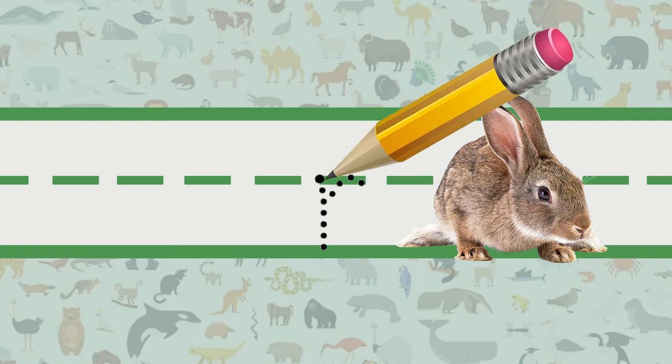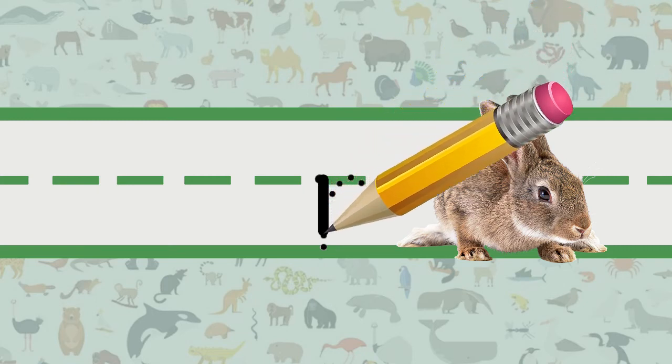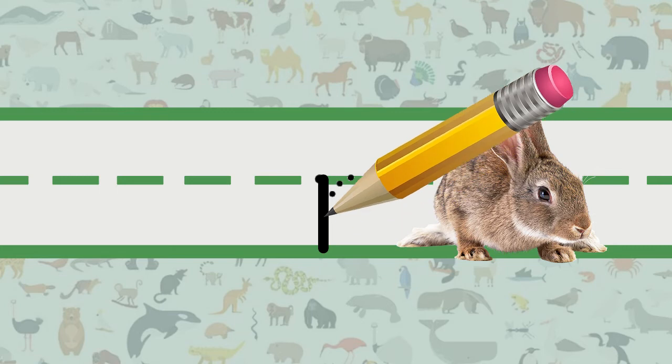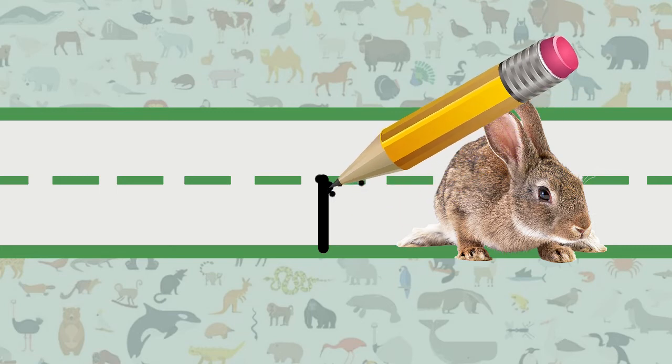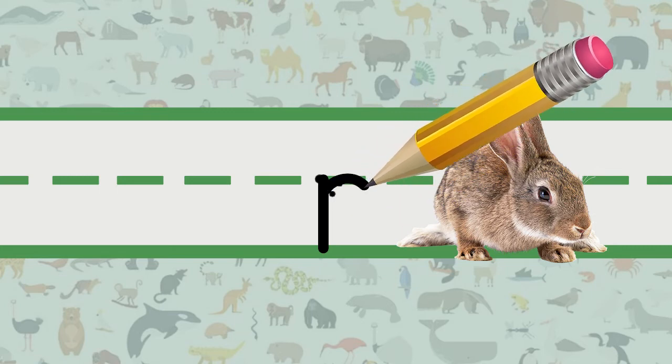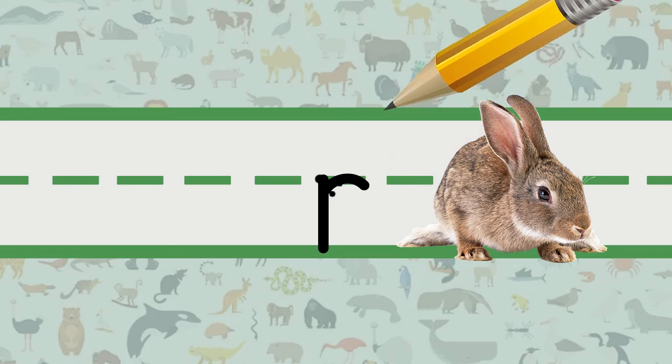Start at the middle and draw a straight line down to the bottom. Then go back to the middle and draw a curved line to the corner. Good job. Let's try that again.